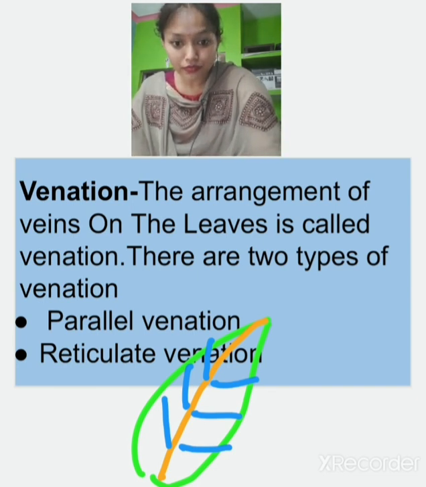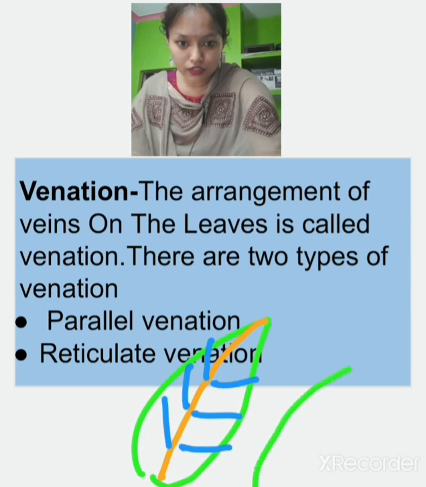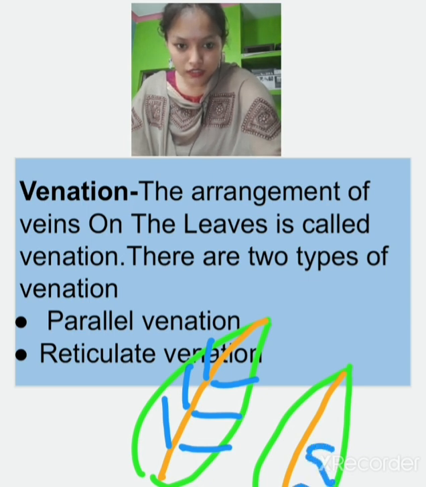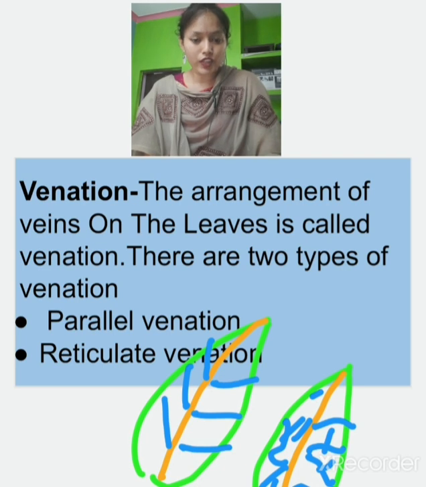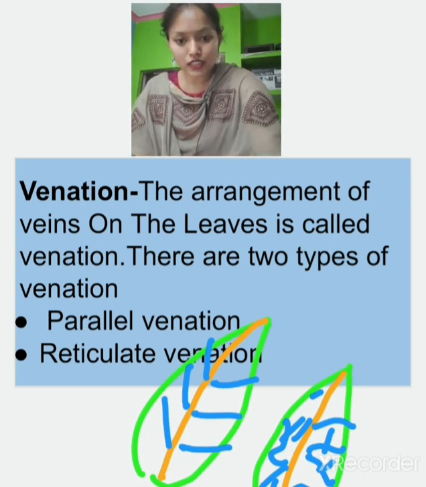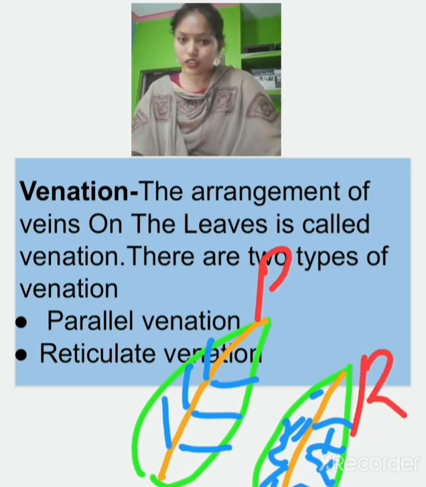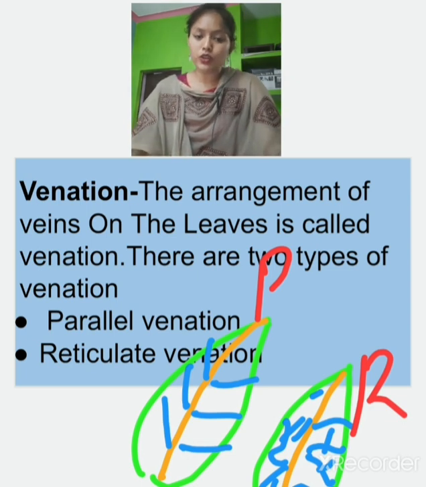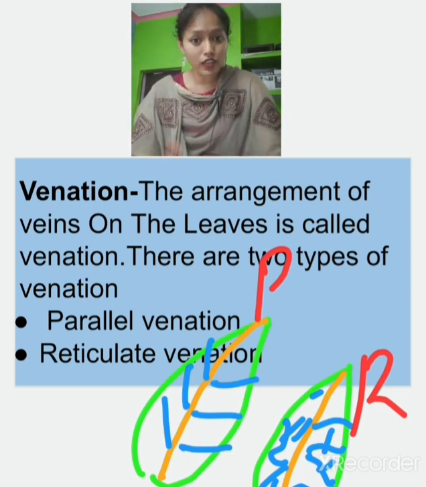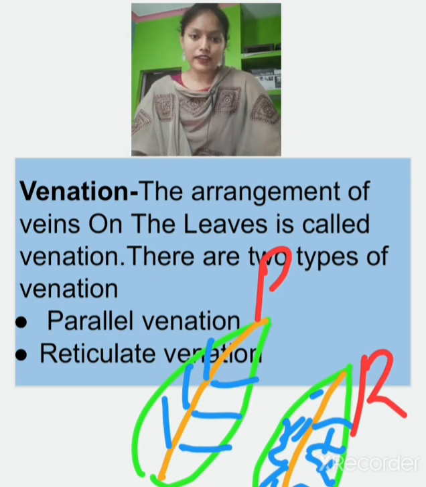And if this is another leaf, this is the midrib, and these are the veins. Now if the veins are like this, going from here to there, with no common pattern, many structures coming out from here and there, these types of venations are known as reticulate venation. So this one is parallel venation and this one is reticulate venation. Is it clear? Parallel venation and reticulate venation are two types of venation that we can see on the surface of a leaf.